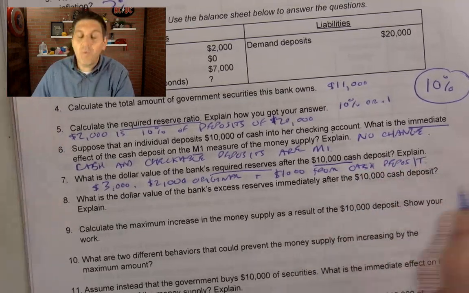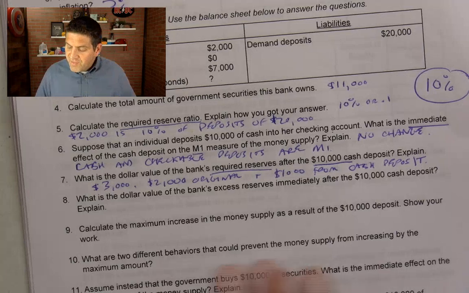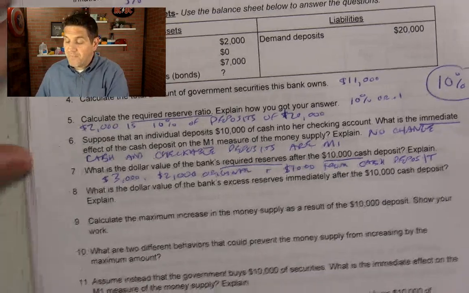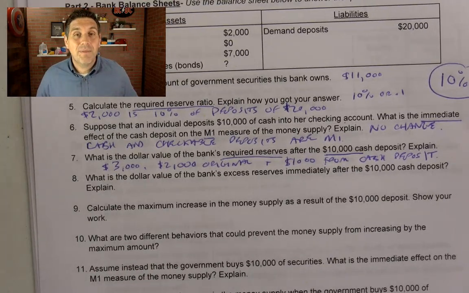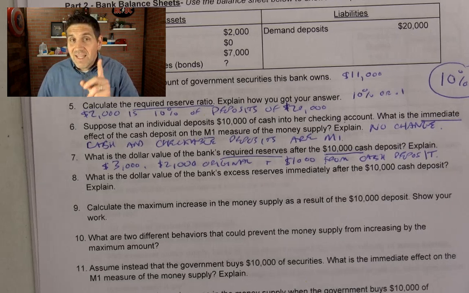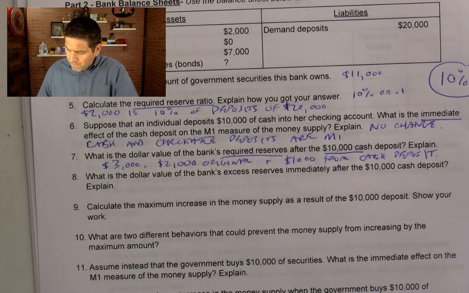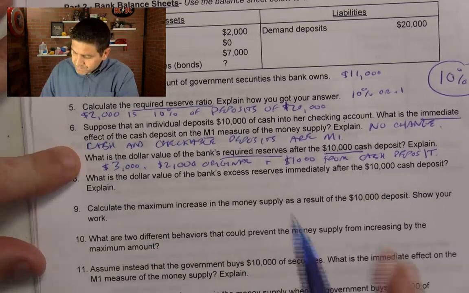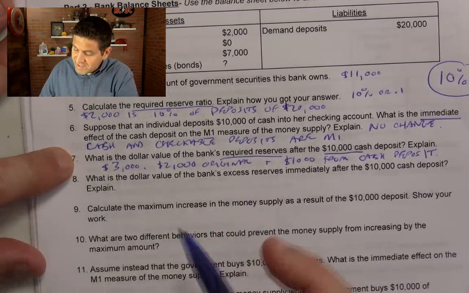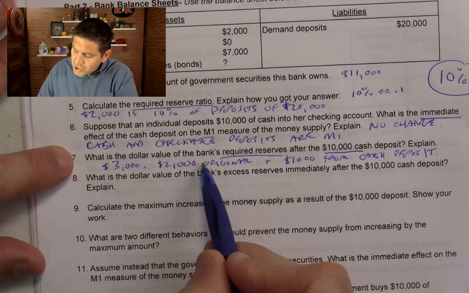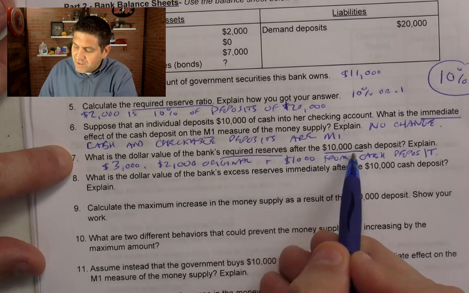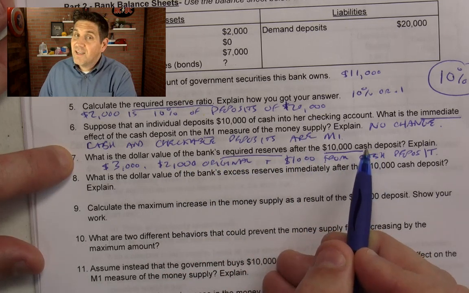Now, stay with me here. This is where things start becoming a problem for many students. It's not the concept, it's the wording. If you haven't seen this yet in an AP Econ class or college Econ class, it's not the concepts you're confused about, it's the wording of the question. So what you might see is this: if the question said, what is the change in the bank reserves after the $10,000 cash deposit? That's a different question.